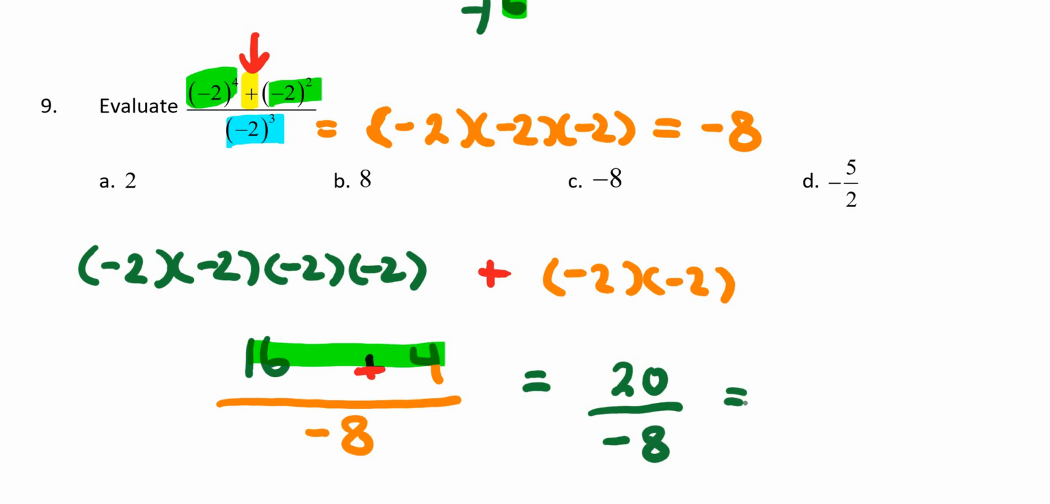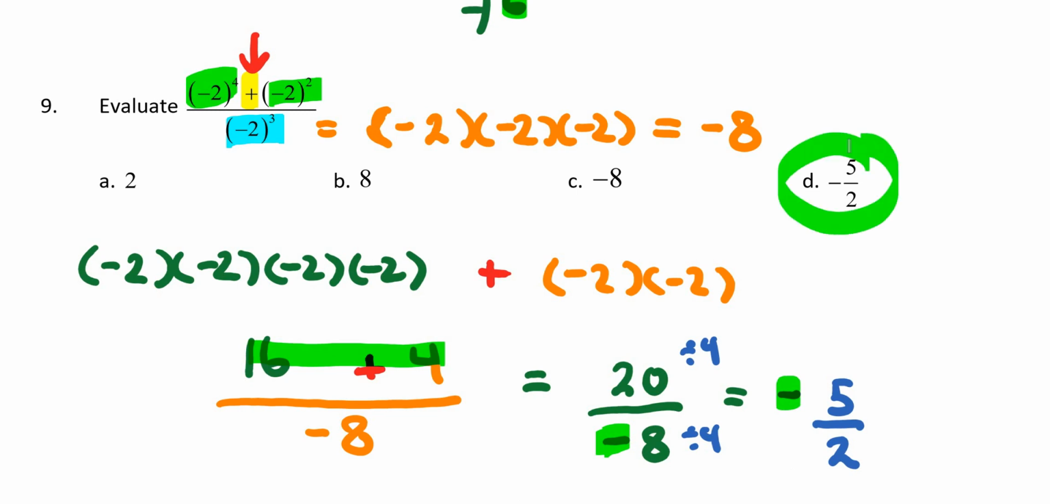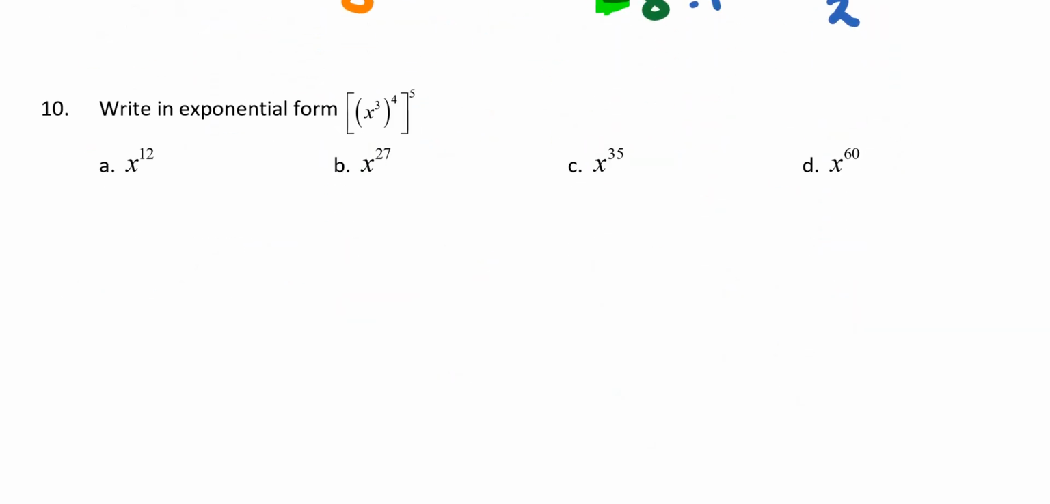And 20 divided by 8, we just have to reduce the fraction there. So if I reduce this fraction, that's the same thing as a negative, and then 5 over 2. Just divide top and bottom by 4, and you'll get negative 5 over 2. And just remember, this minus sign right here, you can just move it to the top there if you like. So negative 5 over 2 is going to be the right answer. Okay, so move on to question number 10.